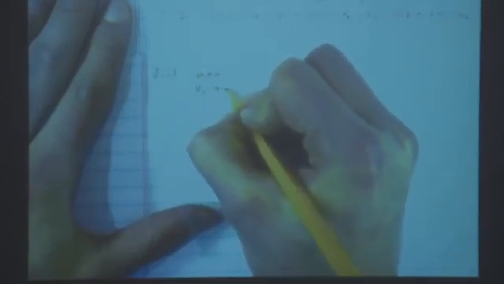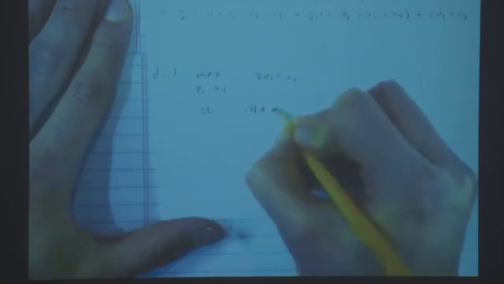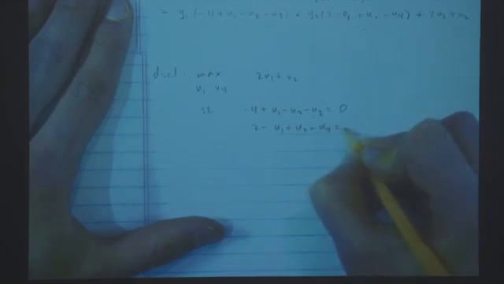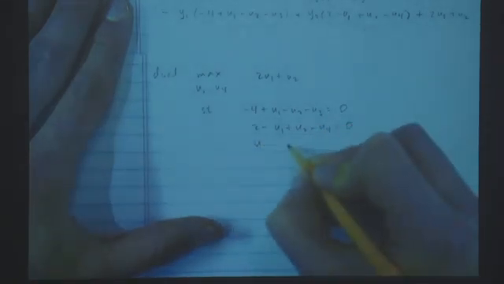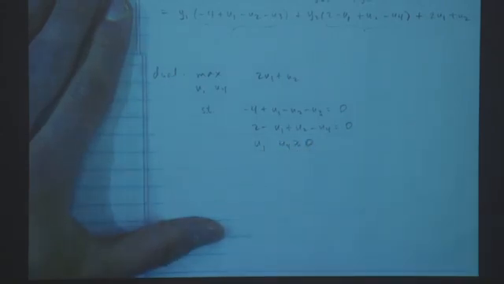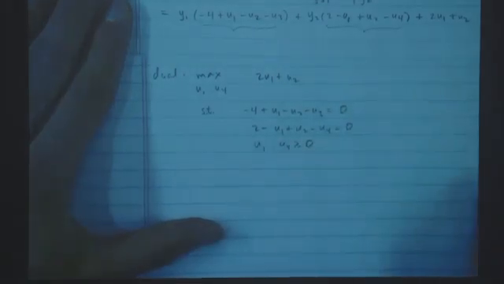So to write out the dual, just to be explicit, the dual is maximize over all u1 through u4, 2u1 plus u2, subject to minus 4 plus u1 minus u2 minus u3 equals 0, and 2 minus u1 plus u2 minus u4 equals 0, and u1 through u4 being non-negative, right?